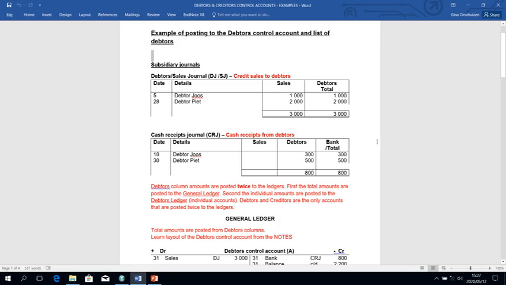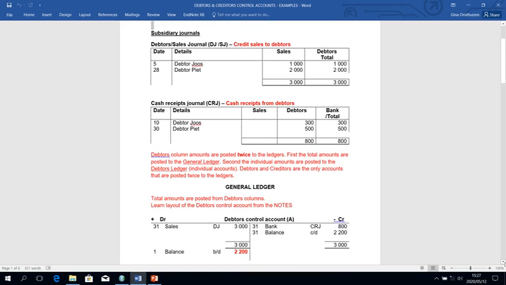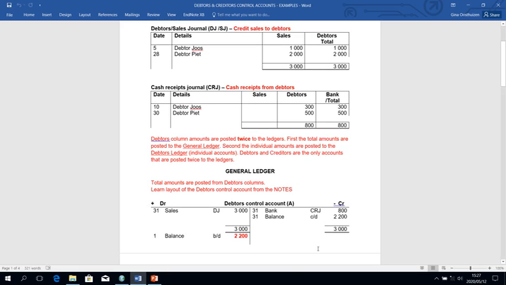Now we are going to post to the general ledger, where we will find the debtors control account. The debtors control account consists of the total amounts from the debtors columns from our subsidiary journals. So let's first look at that. The layouts of the debtors and creditors control accounts we will learn from the notes that are given, but the posting works like this.